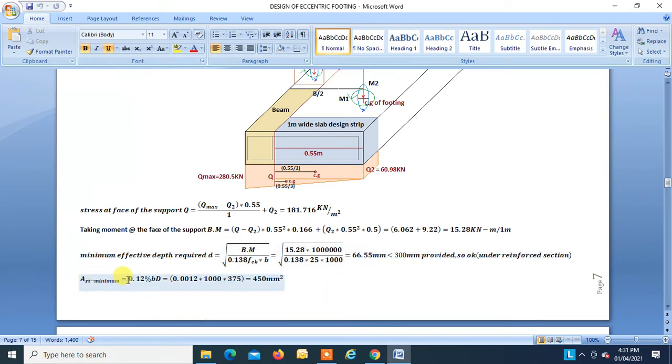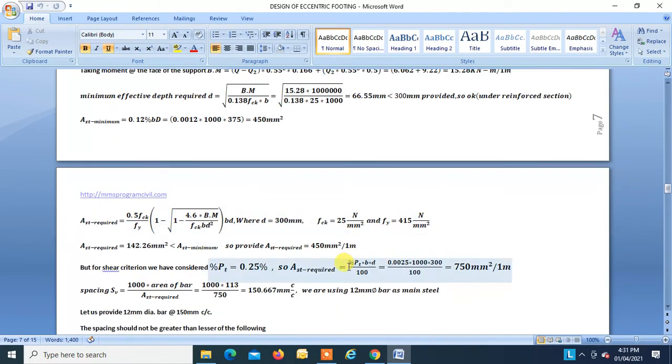Now AST minimum is equal to 0.12% in case of slabs. So 0.12% into capital D is equal to 450 mm square. Now we will find the required AST for this moment using the regular formula for rectangular section, singly under reinforced section. So D is equal to 300 mm, FCK is 25 and Fy is 415. AST required is 142 according to this formula, but we cannot provide our AST less than AST minimum, and our AST minimum is 450 mm square per meter. So we will have to at least provide 450 mm square per 1 meter width.